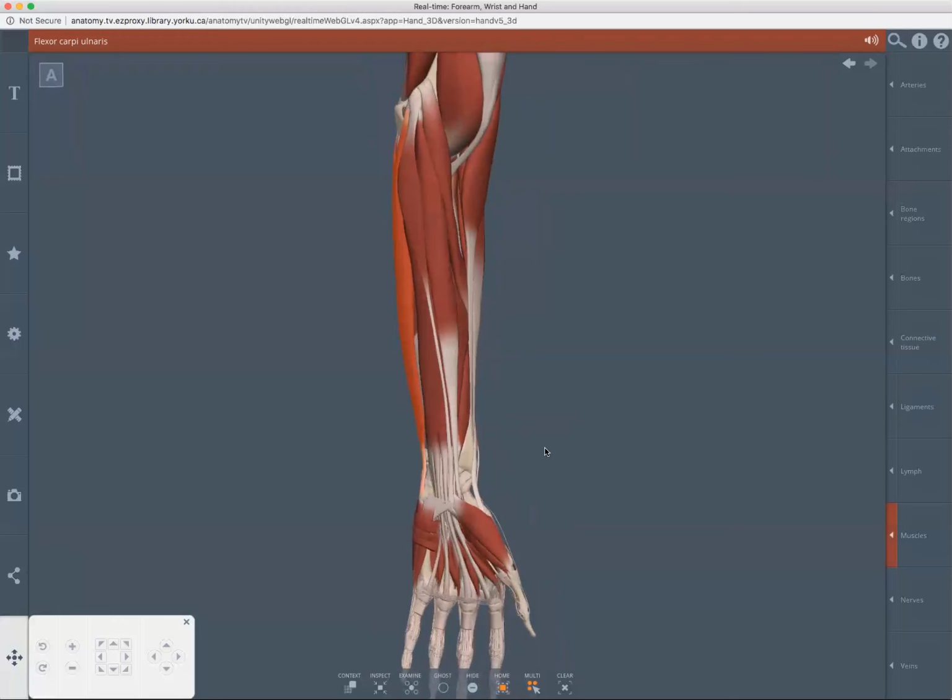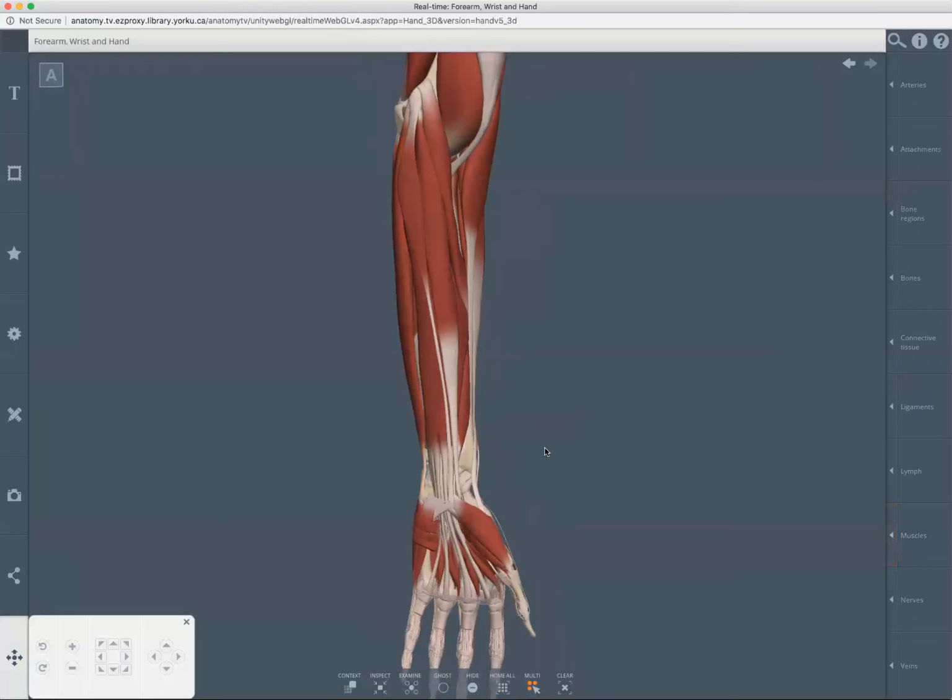As a reminder, you don't need to remember origins and insertions for the lab. You just need to be able to identify the muscles. So don't worry about the detail while you're here. However, it of course does help you to prepare for the lecture test where you do need to know some of that detail.